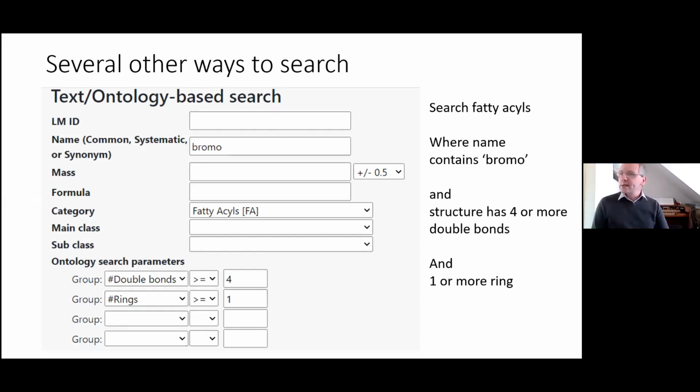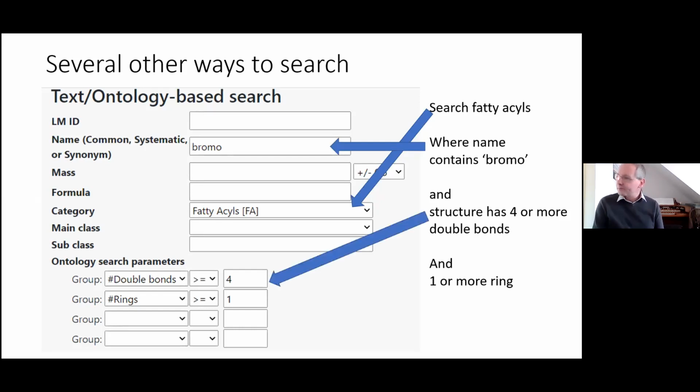So for instance, here, you might want to search only the fatty acyls category for a lipid where the name contains the term bromo and it has 4 or more double bonds and 1 or more rings. So you can really get quite specific in your search terms there. Believe it or not, there are 2 lipids in the database that fit those criteria.